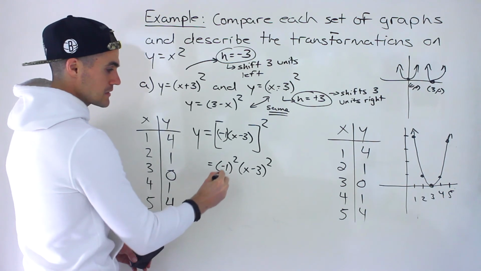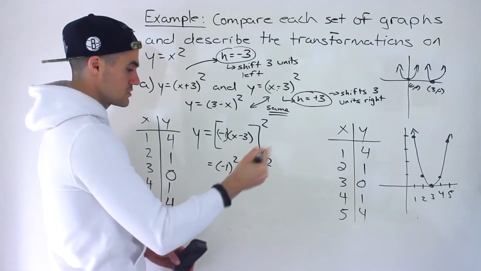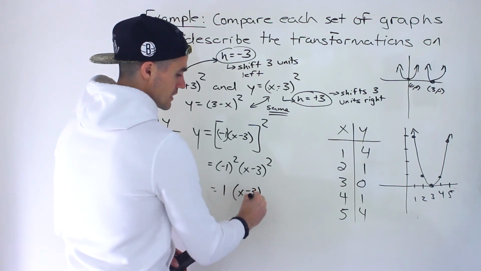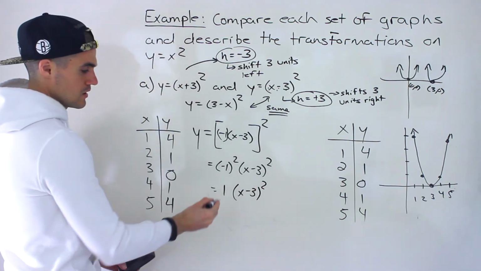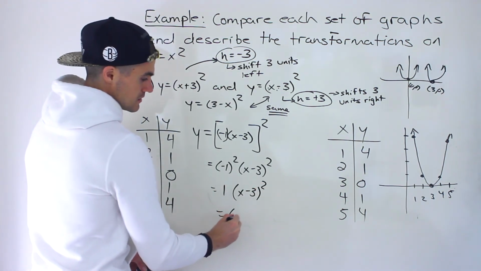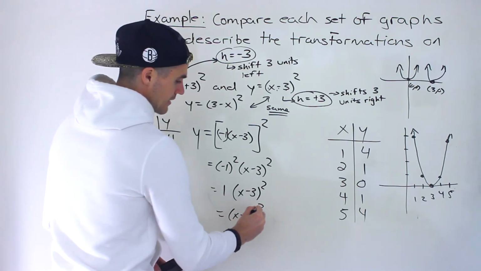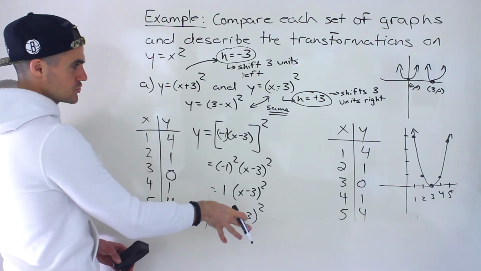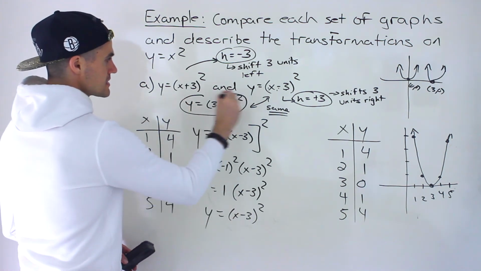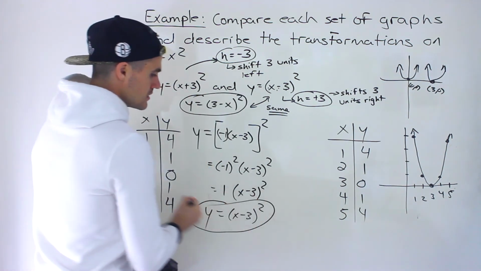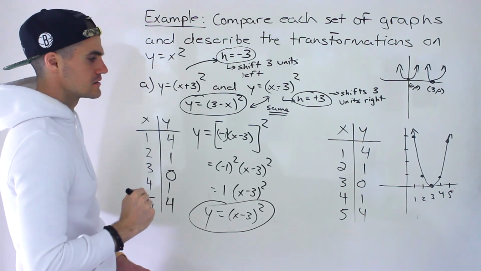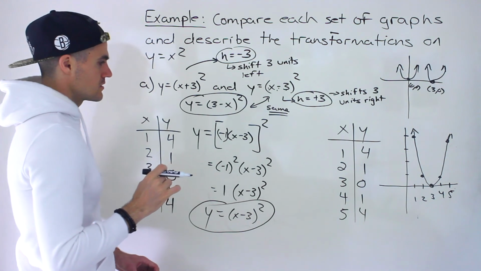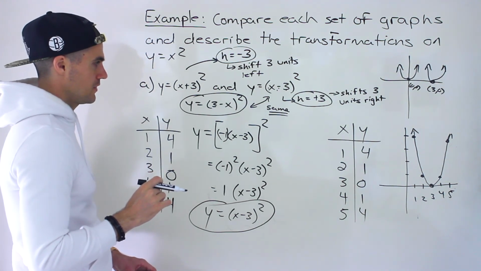And then notice what happens. Negative 1 to the power 2 gives us positive 1. X minus 3 to the power 2 is just x minus 3 to the power 2. 1 times this is just that. So that's how you can algebraically show that this and this are the exact same thing. It's just in a different format, so just be careful with this.